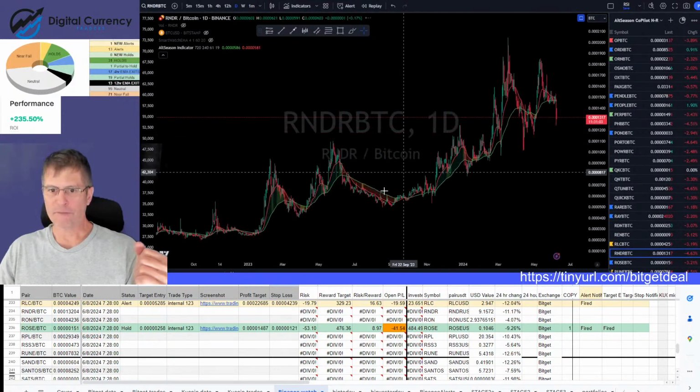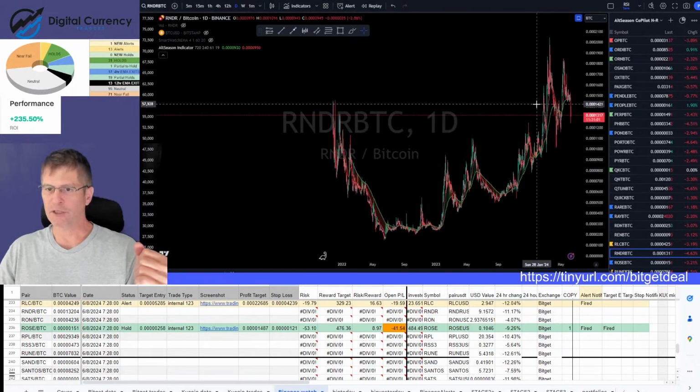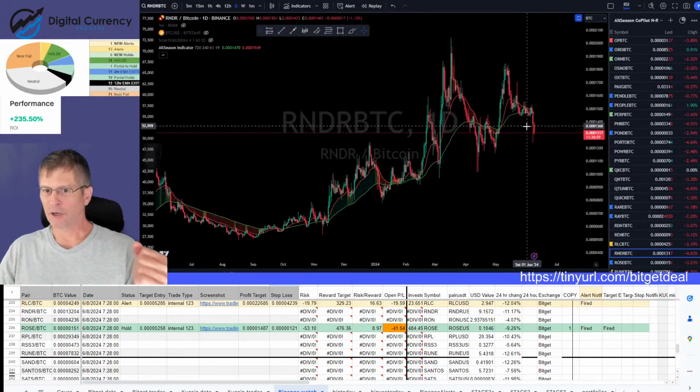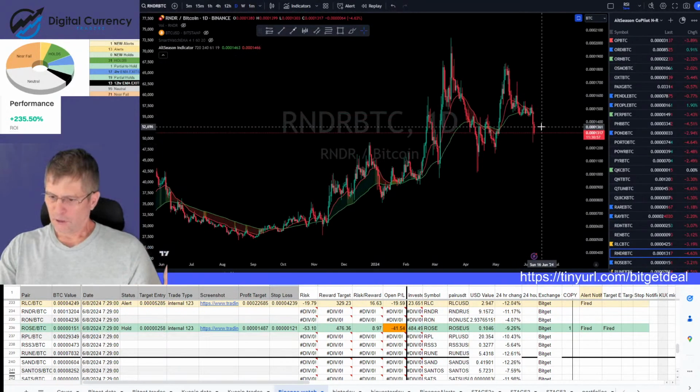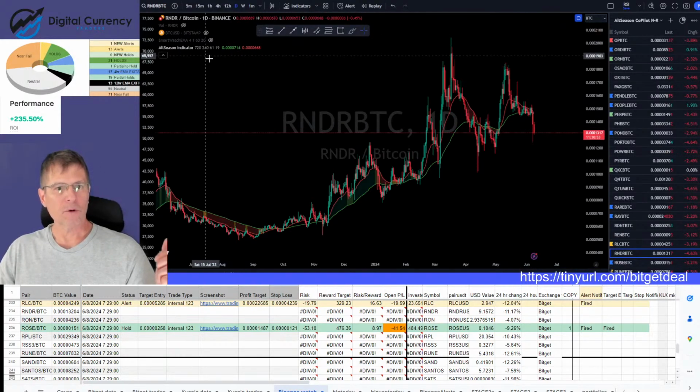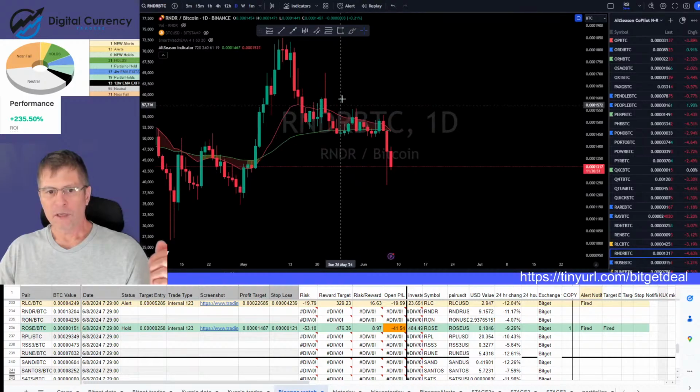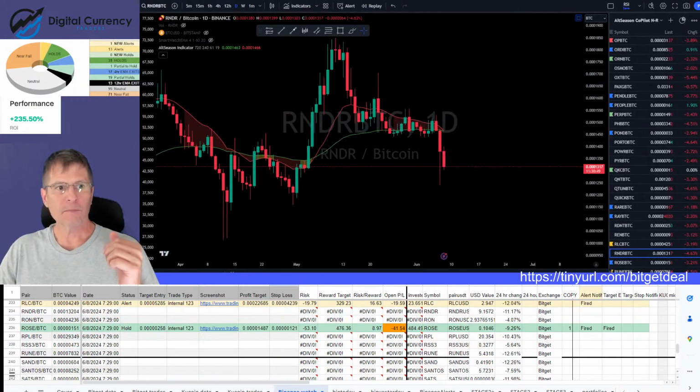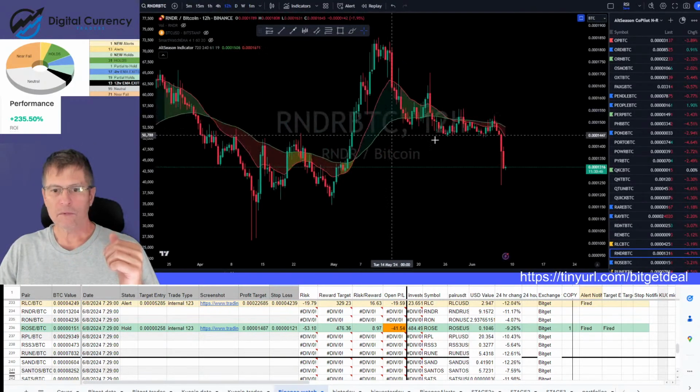RNDR, I don't have any of this. We did really well on that, but it's such a top formation now that it's got to consolidate. This has got to consolidate, but more than that, where's that EMA? It did a full exit already. It did the full exit.